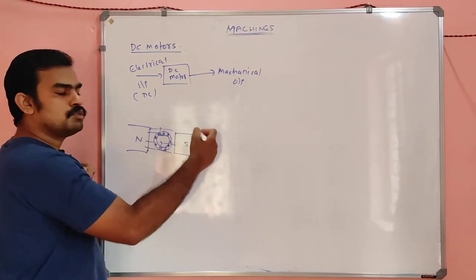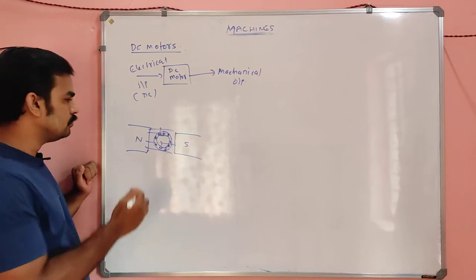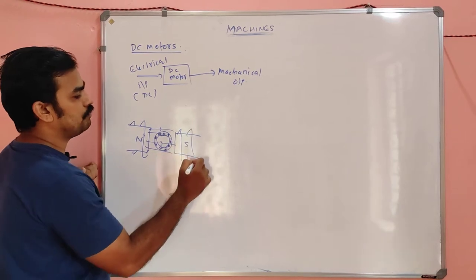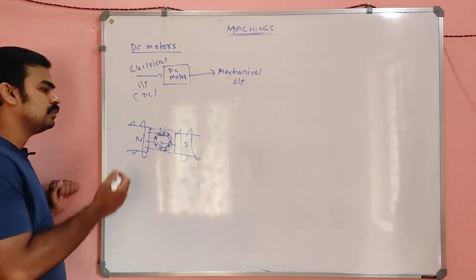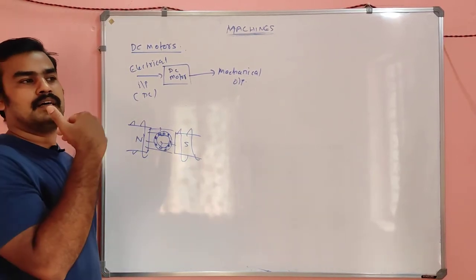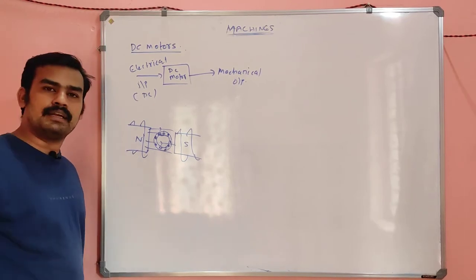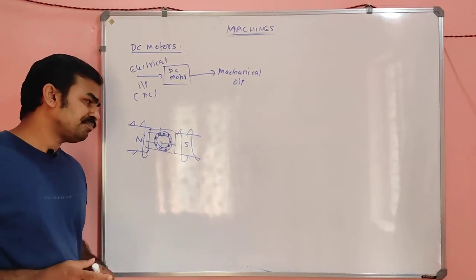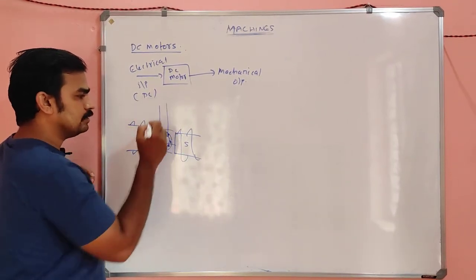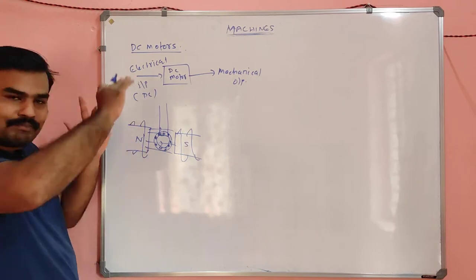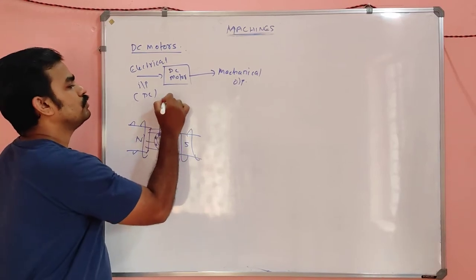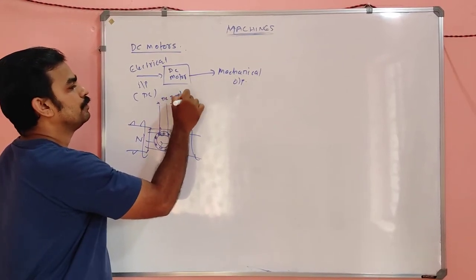So whenever you excite this magnet with some field excitation, definitely there will be a field. If you excite this field with some external DC source, then it will be temporarily magnetized, and this field pole will continuously produce a magnetic field from north to south pole. Now, in the DC motor, here are the armature ends. There are two ends of the armature conductors after all the winding is done. In these two ends we are going to supply a DC voltage, a DC supply.